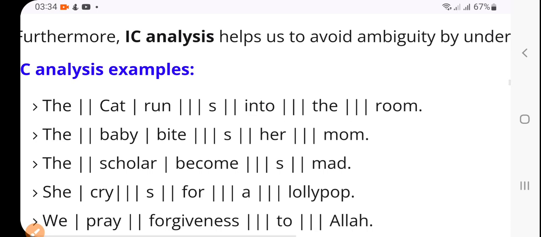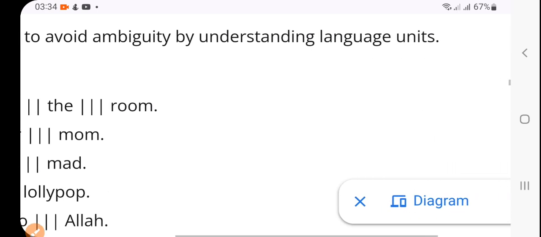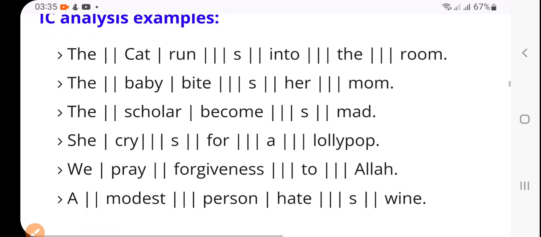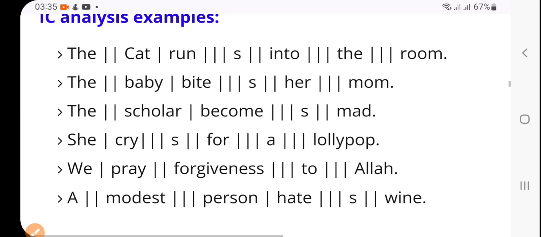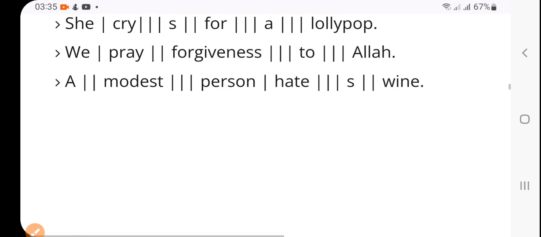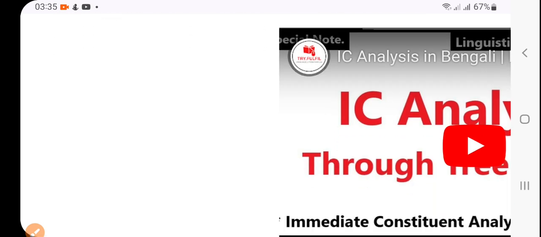Furthermore, IC analysis helps us to avoid ambiguity by understanding language units. How? The cat runs into the room, the baby bites her paw, the scholar becomes mad, she cries for a lollipop. We pray and ask forgiveness of Allah. A modest person hates wine. So that is something. Okay.